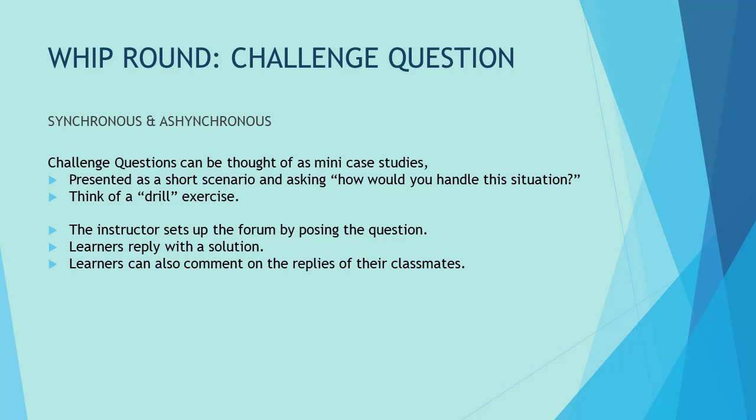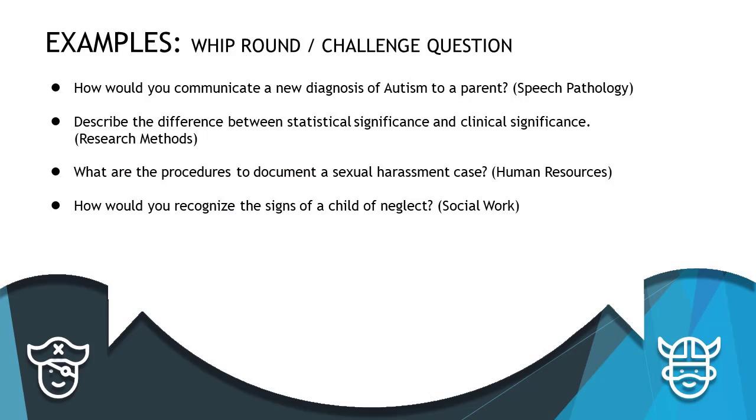So these are a few examples from a cross-section of academic areas. In a speech pathology class, for example, the question might be, how would you communicate a new diagnosis of autism to a parent? In research methods, the question might be, describe the difference between statistical significance and clinical significance. In HR management, the question may be, what are the preceded case? And lastly, in a social work class, how do you recognize the signs of child neglect?